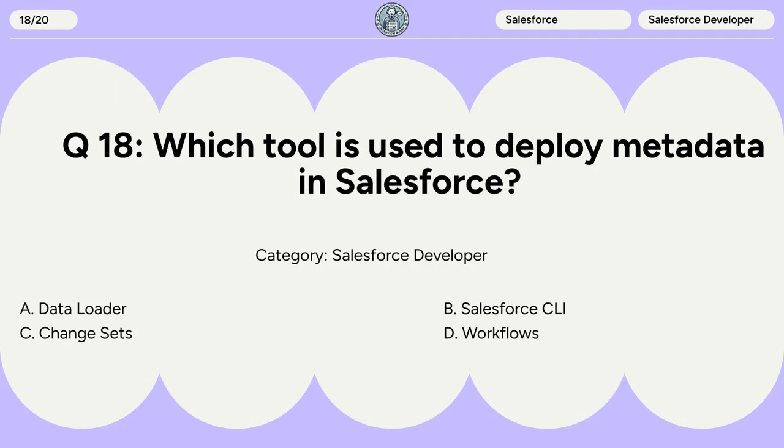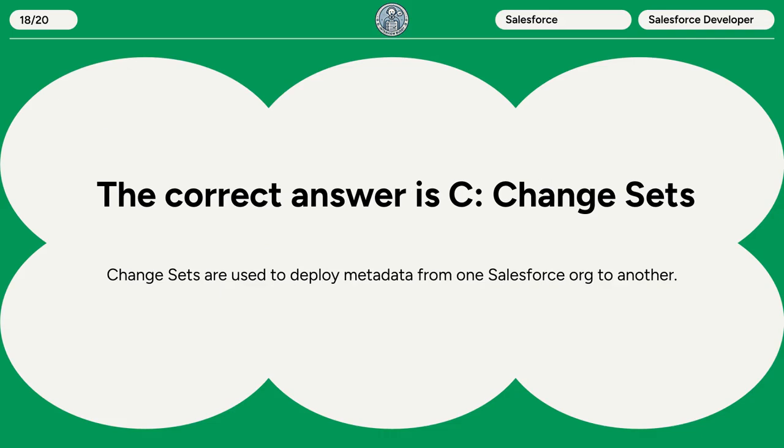Question 18. Which tool is used to deploy metadata in Salesforce? A. Data Loader. B. Salesforce CLI. C. Change sets. D. Workflows. The correct answer is C. Change sets. Change sets are used to deploy metadata from one Salesforce org to another.